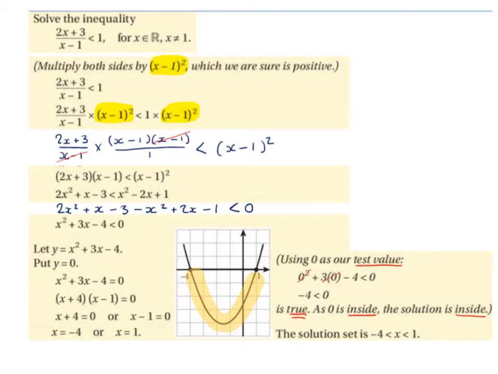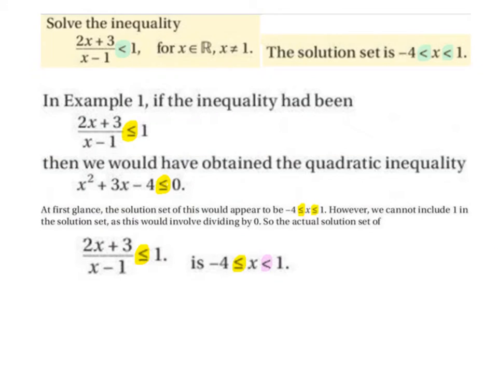Now, if this had been the other way around, if we'd gotten a statement that was false, and 0 was still inside our two roots, then our solution would actually have been outside. So it would have been anything that is greater than 1 and less than -4. So we just worked out the inequality (2x + 3)/(x - 1) < 1. And we got our solution set to be x is greater than -4 but less than 1.